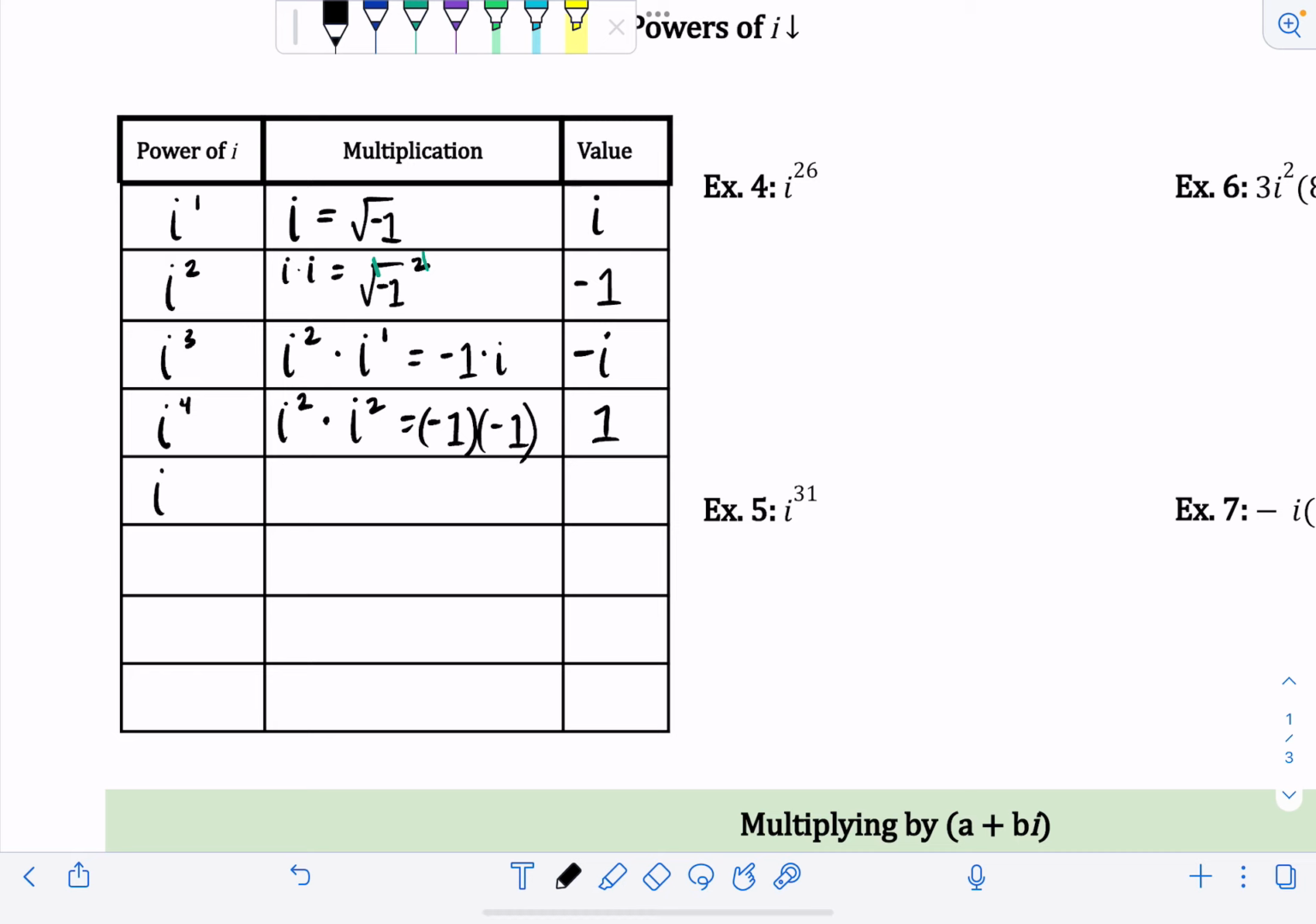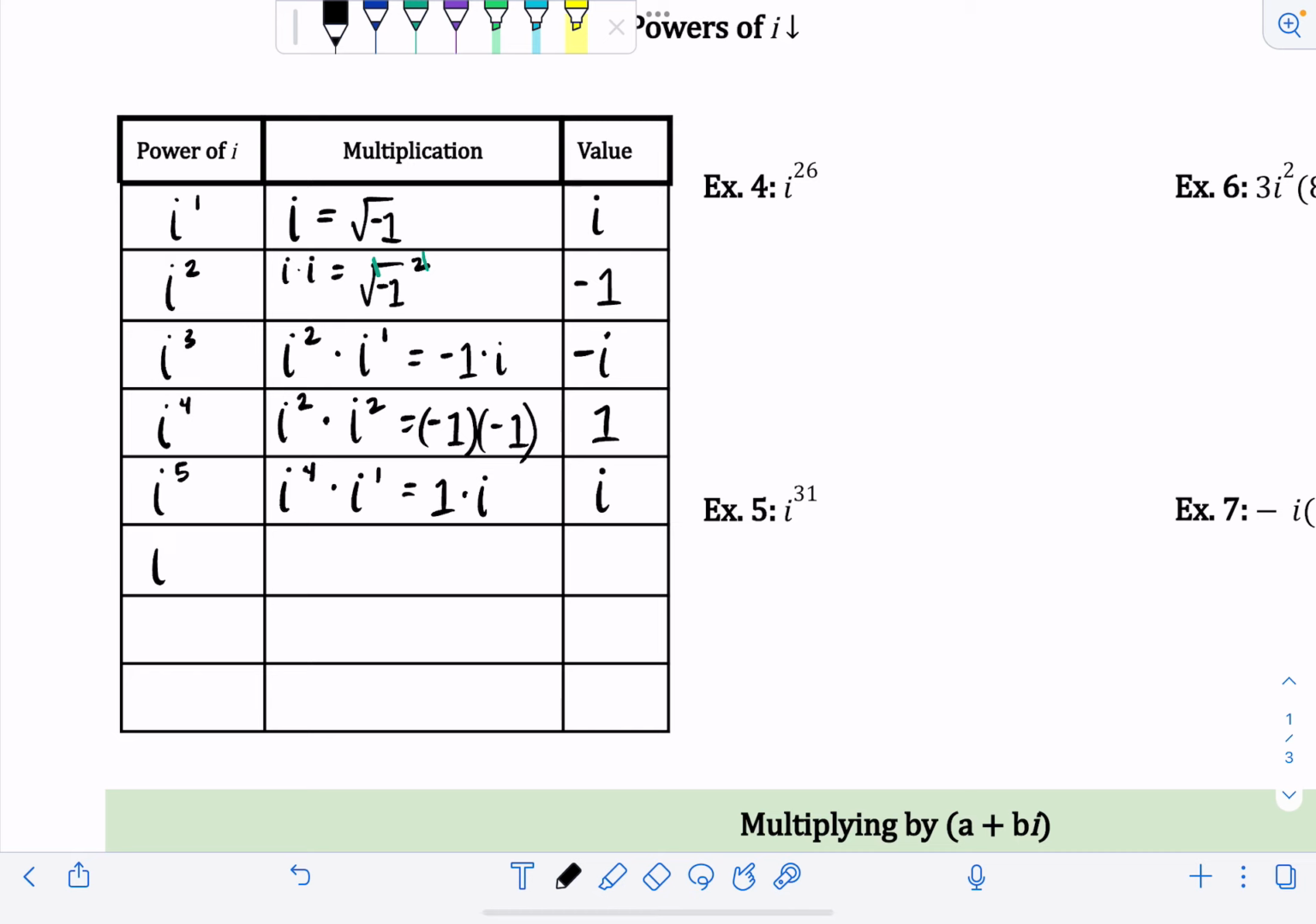Next, I'll go up to i to the fifth power. I can get to i to the fifth power by taking i to the fourth power and multiplying in one more i. I know this is a lot of i's. I just found out that i to the fourth power is equivalent to 1, so I'm going to replace it with 1, times i to the first power, which is just regular old i. And now 1 times i is i.